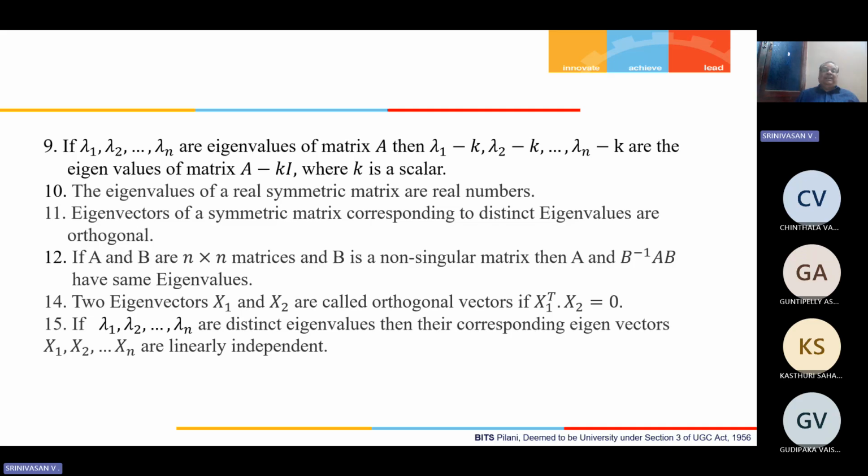The eigenvalues of a real symmetric matrix are real numbers. We have seen just now that the eigenvalues of a real matrix can also be complex. But here what we are trying to say is that the eigenvalues are real numbers, remember, for a real symmetric matrix. So if the matrix is real and symmetric, then the eigenvalues must necessarily be real numbers only.